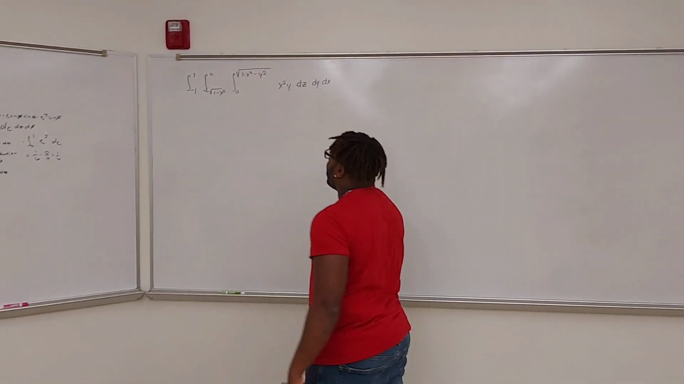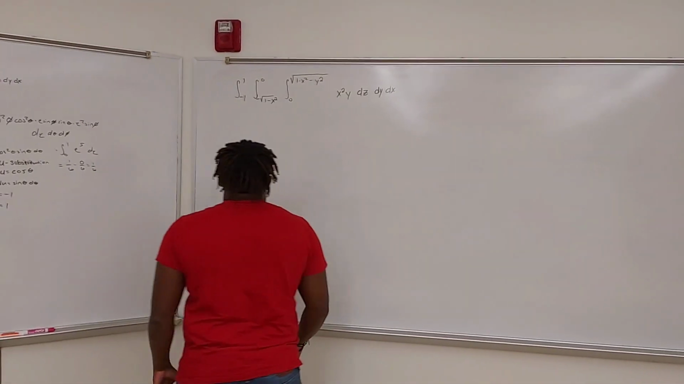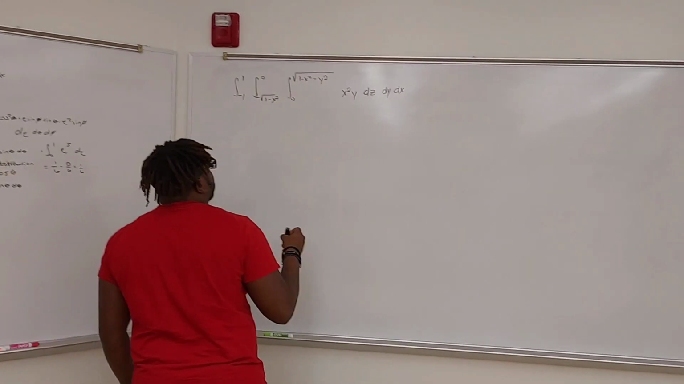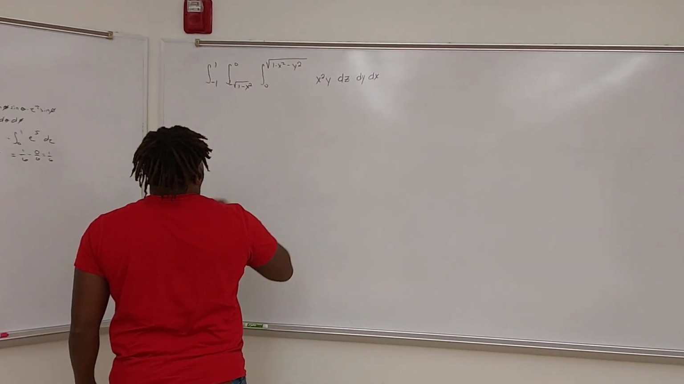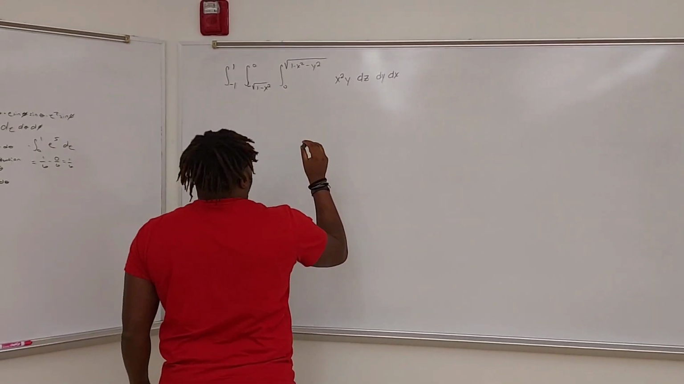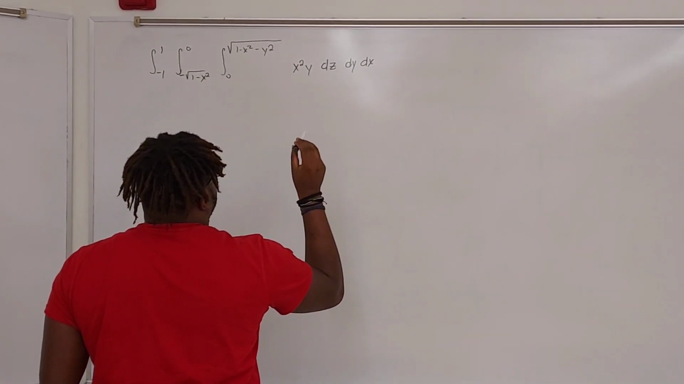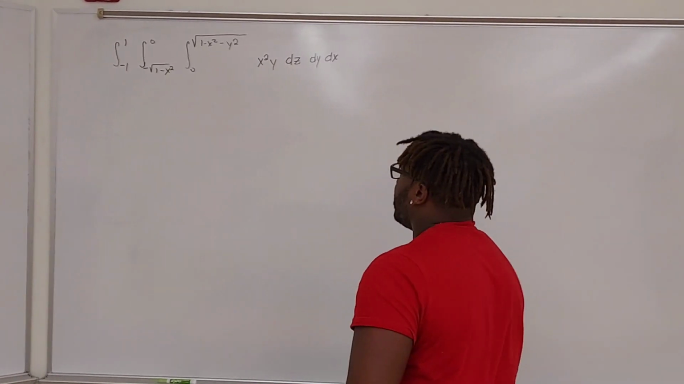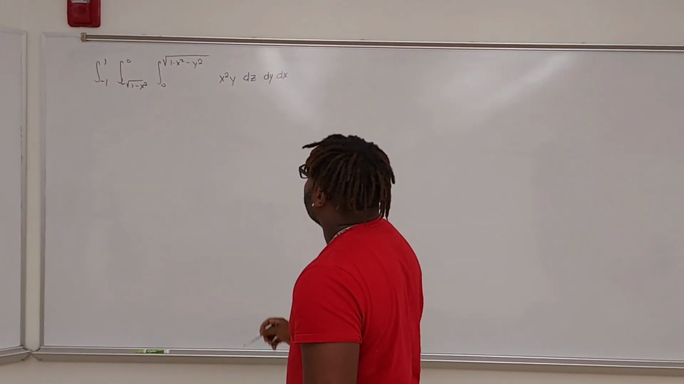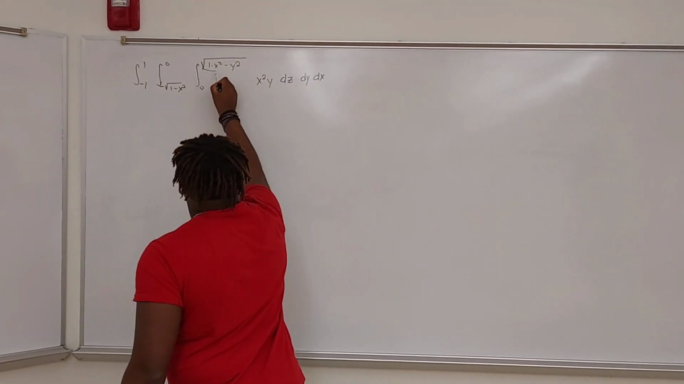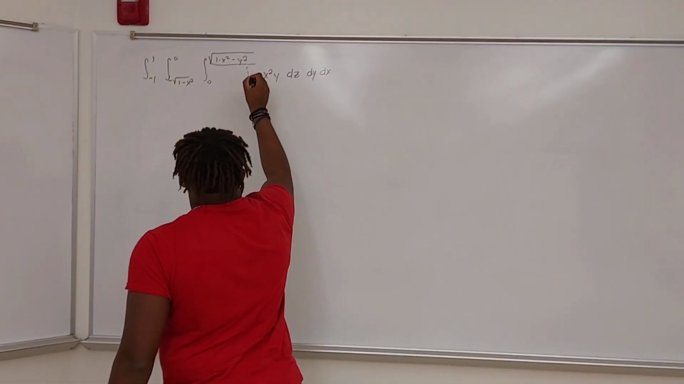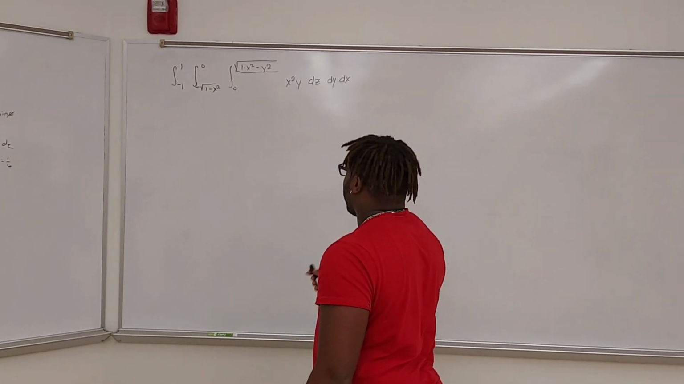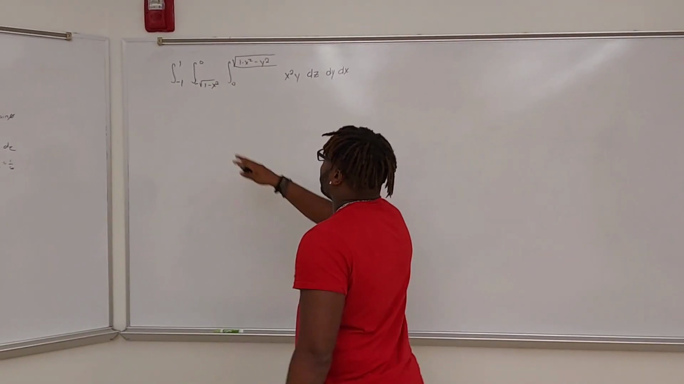So coming over here, we have a triple integral that has the bounds 1, -1, 0, negative square root of 1 minus x squared, and 0, square root of 1 minus x squared minus y squared, 2x squared times y, dz, dy, dx. Okay, so how to solve this problem is that since this function right here is a spherical equation, we're going to have to change all these bounds. Everything's going to have to change.